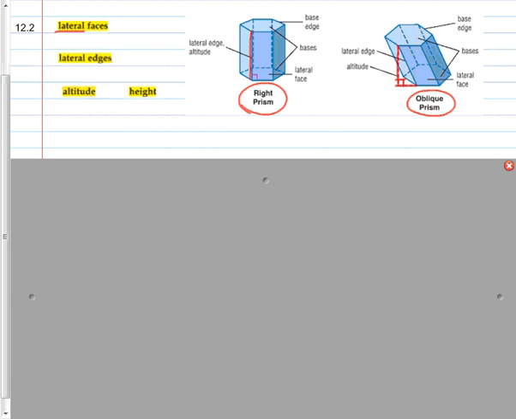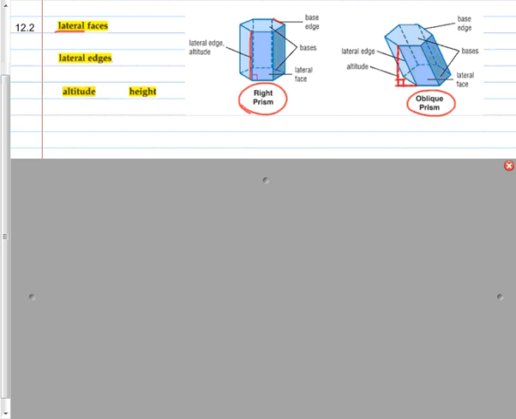So let's look at all these definitions that they have. We have lateral faces, we talked about, lateral edges, we talked about. So these are bases, and it has a base edge over here to go along with the bases. How do I tell what are bases? You might say, well, it's obvious. Just look at it.